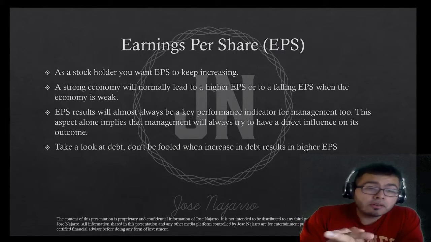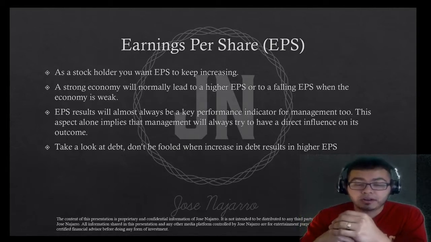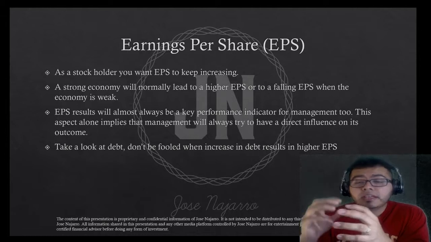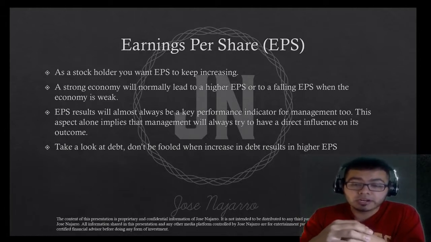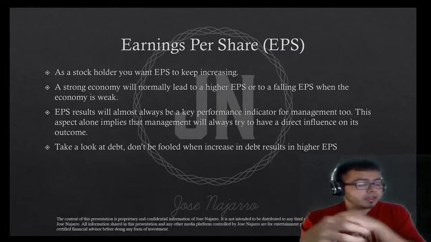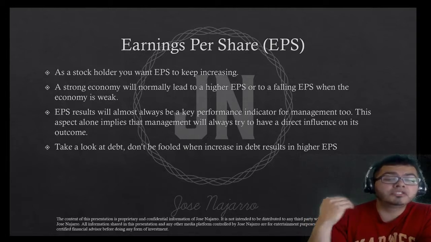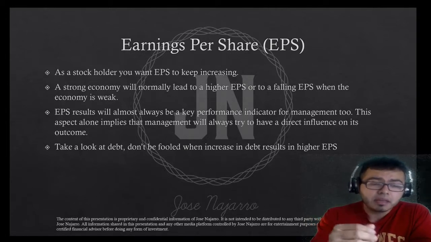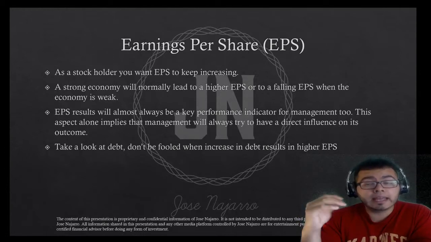A good thing to note is a strong economy will normally lead to higher earnings per share, and vice versa. A failing economy would lead to lower earnings per share. But that's not always the case, right? In a strong economy, we definitely have a majority of companies that lead, but I'm sure there are some companies that can also lead in weak economies.